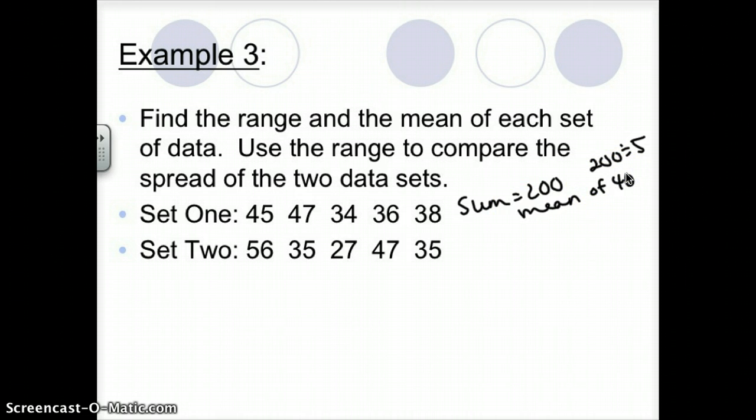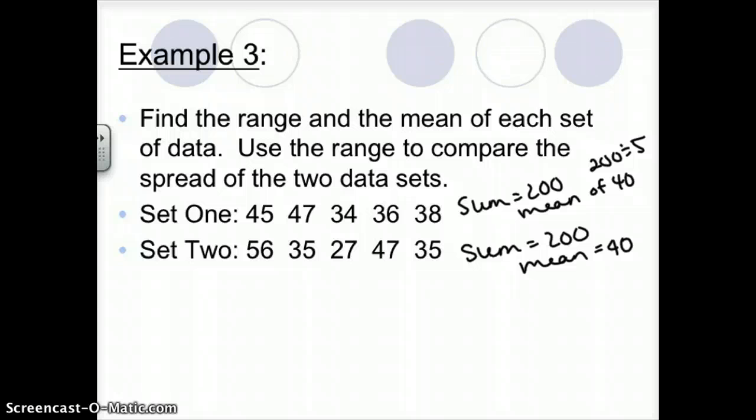Okay. The second one, if I'm adding 56, 35, 27, 47, and 35, they also add up to 200. And there's another 5 numbers, so the mean is also 40.